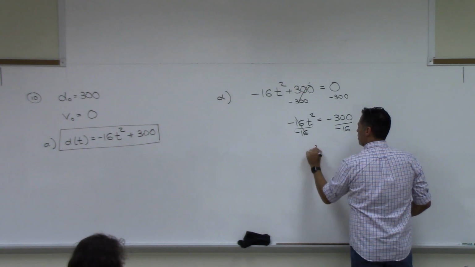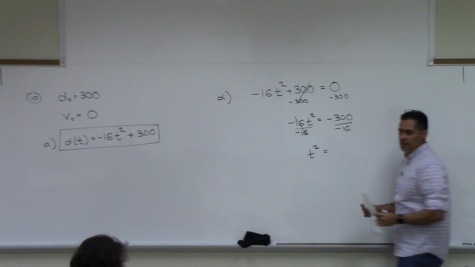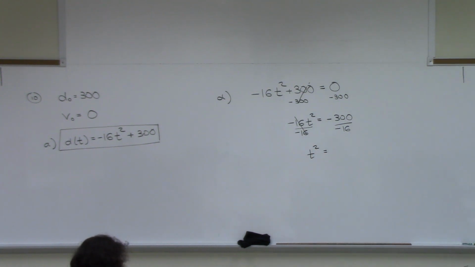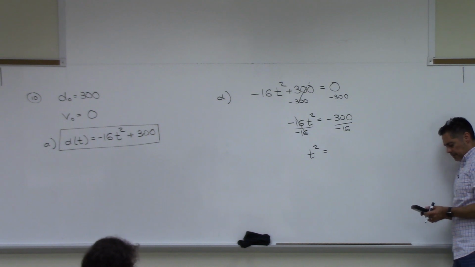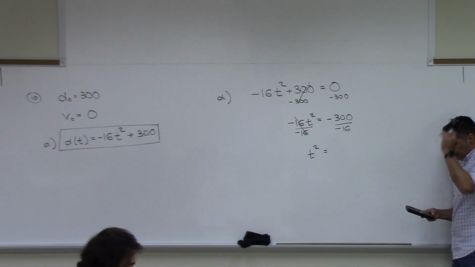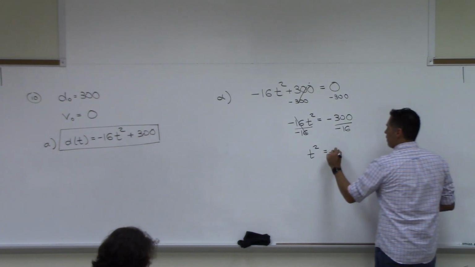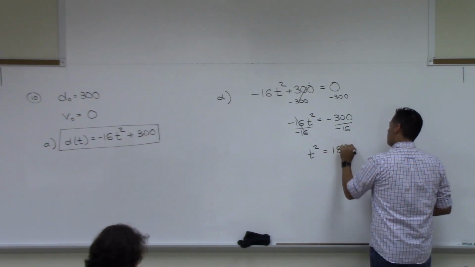T squared is, and you're going to have a decimal here. And you'll want to have your calculator. Remember, no phones on the test. Only calculators, legitimate calculators. Which I know I have mine. There we go. 300 divided by 16. 18.75. What now?